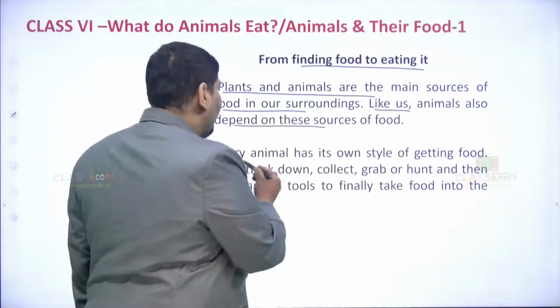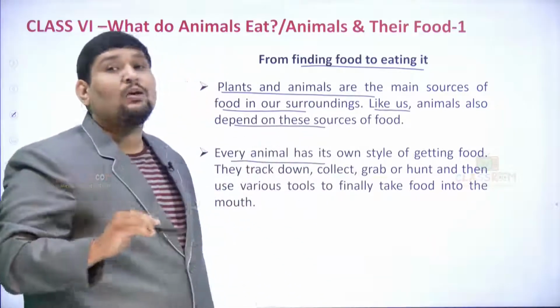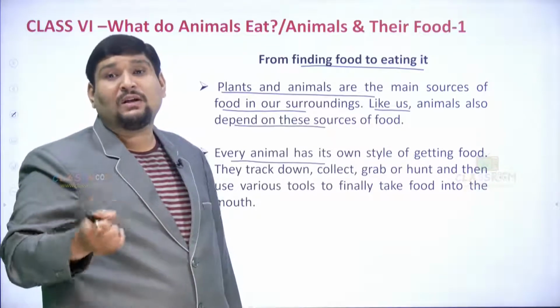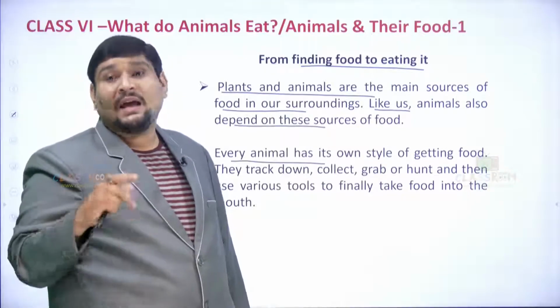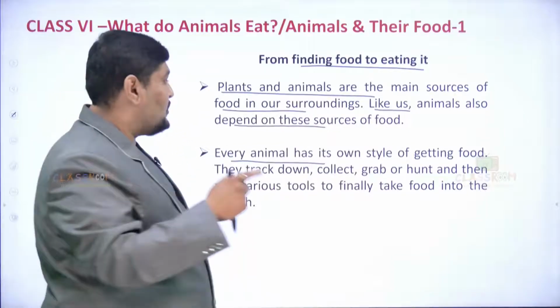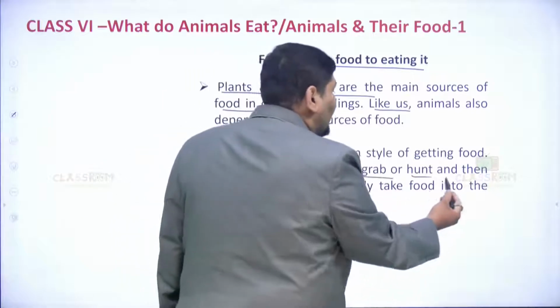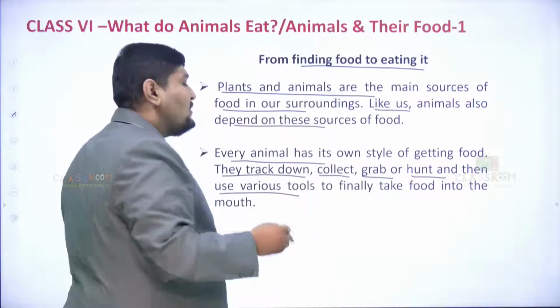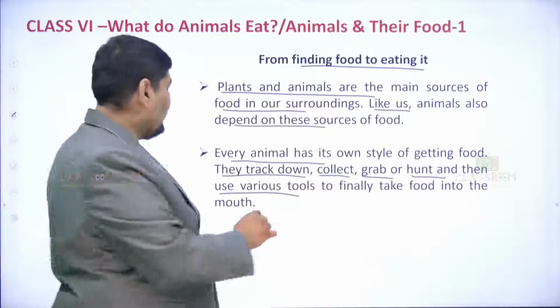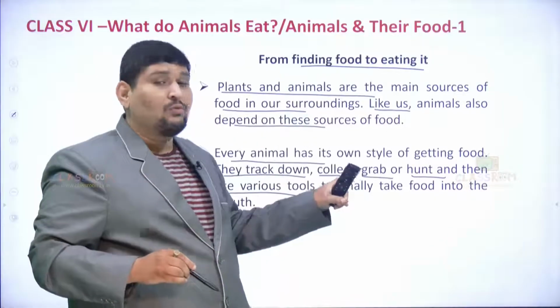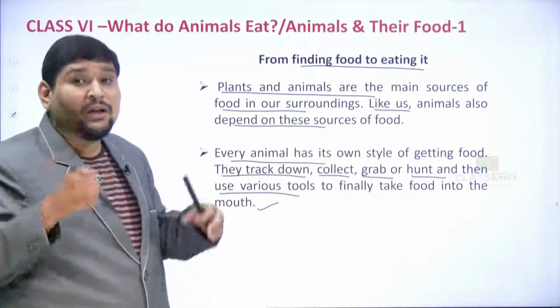So every animal has its own style of getting food. Yes, they have different ways of getting food. That is what we are going to find: they track down, they collect, they grab or hunt, and then they use various tools to finally take food into the mouth. So see how they do it. First they find the food, and once they find the food, then how are they going to eat it?